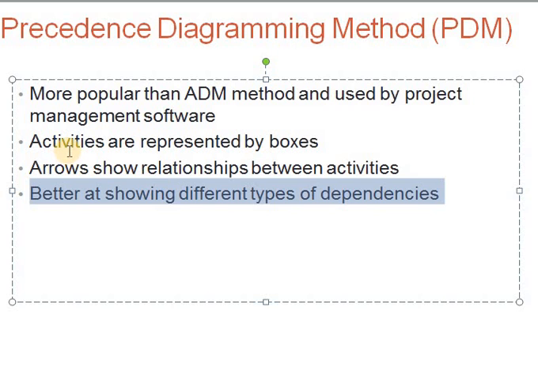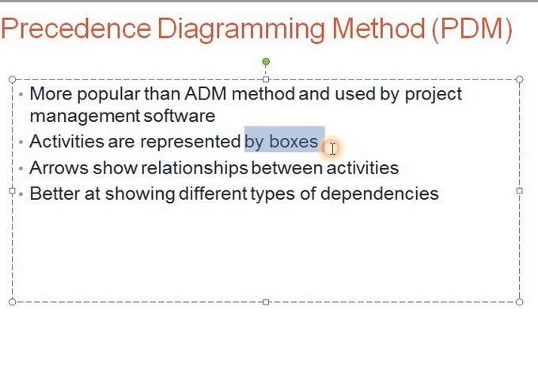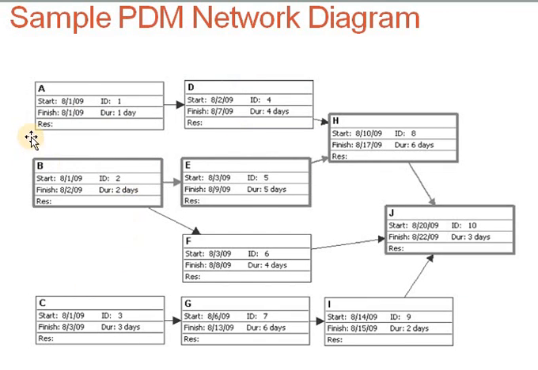So again, here in this technique, the activities are represented by using boxes like this. This is a sample precedence diagramming method network diagram. So as you all can see in this particular diagram, every activity is modeled using a box, and the arrows show relationships between all of these activities.